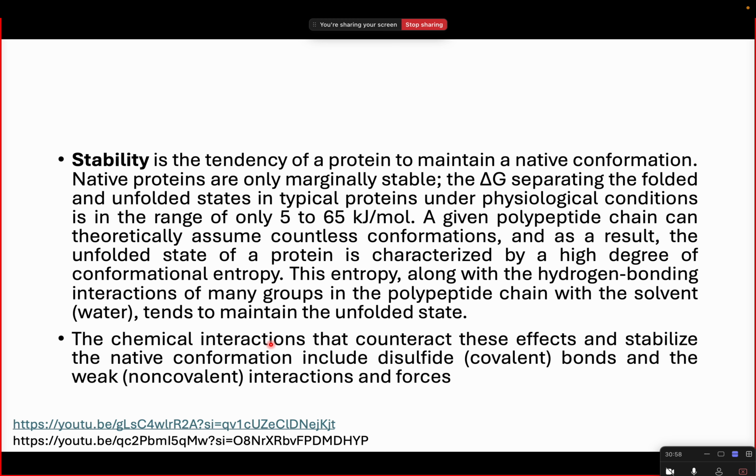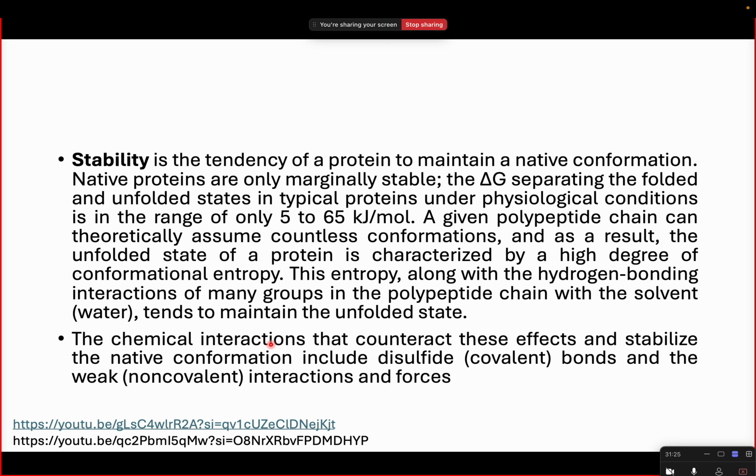Okay, so talking about the stability of a protein. Stability is the tendency of a protein to maintain a native conformation. Native proteins are only marginally stable. The delta G separating the folded and unfolded states in typical proteins under physiological conditions is in the range of only 5 to 65 kJ per mole.